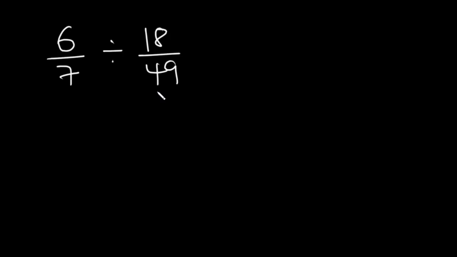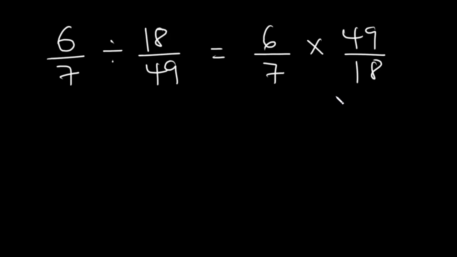Now let's solve another example. Let's say we have 6 over 7 divided by 18 over 49. Now this is going to be 6 over 7 times 49 over 18. Now since we have huge numbers, let's try to break them down.